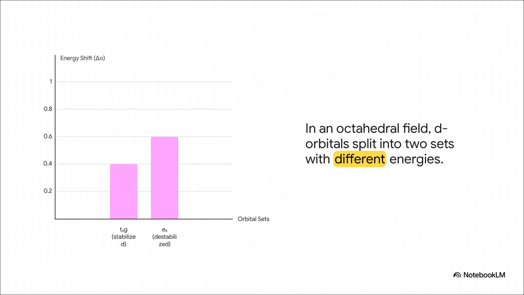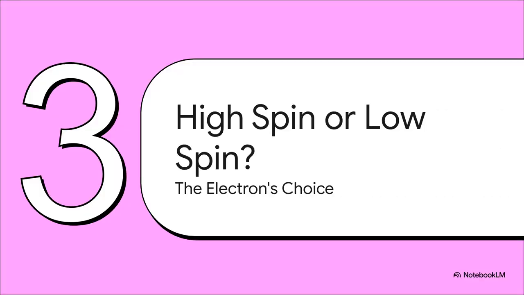And just like that, the 5 identical apartments are gone, the degeneracy is broken, and that energy gap between the high and low levels, that is the absolute heart of this theory. We call it the crystal field splitting energy, or just delta O for short. Okay, so we've split the orbitals. We've created these new energy levels. The next logical question is, where do the electrons go? How do they decide where to live? And this leads to another really fascinating choice they have to make.